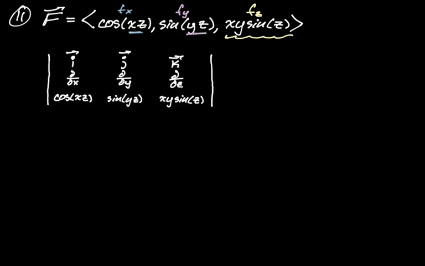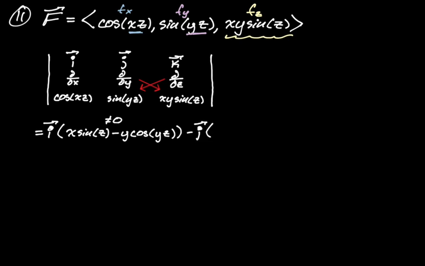So I set it up, and now I've got to actually do it. So it's going to be i. And then we do partial y of this thing, which is x sine of z, and then minus partial z of this thing, which is going to give us y cosine of yz. And that right away is not 0, right? So we already know it's not conservative.